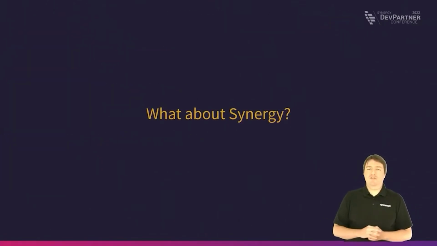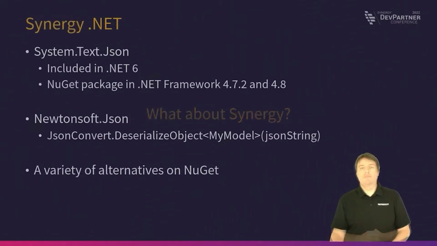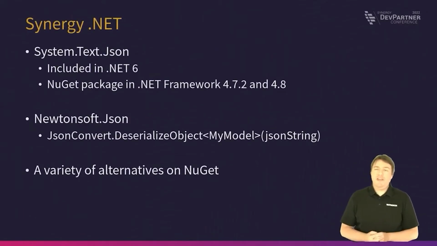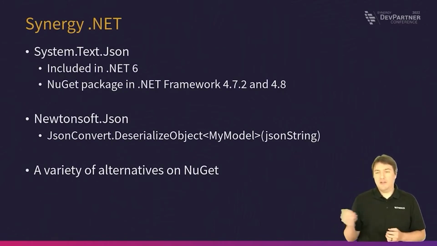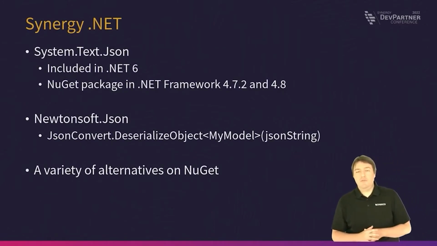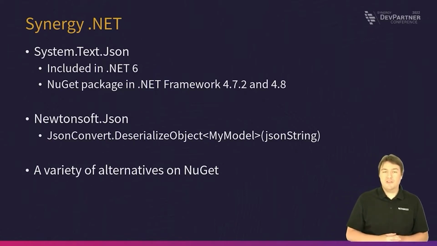But where does Synergy fit into the mix? Well, in Synergy.net, you have a variety of options. Introduced in .NET Core and continuing in .NET 5 and 6, and also available as a NuGet package for earlier versions, is the System.Text.Json implementation.